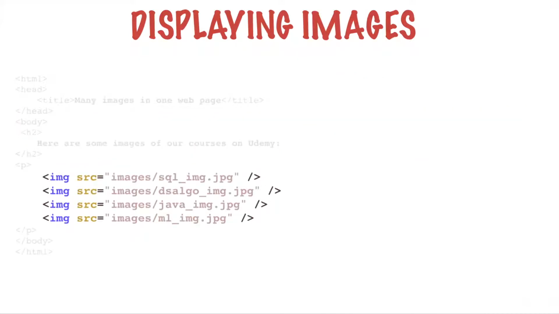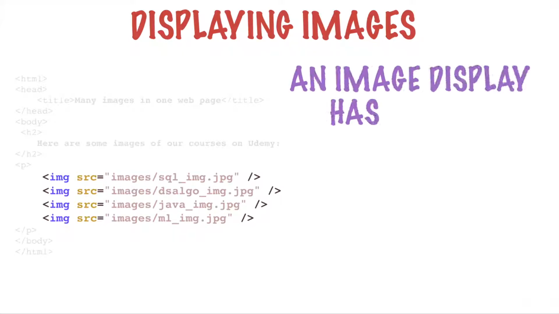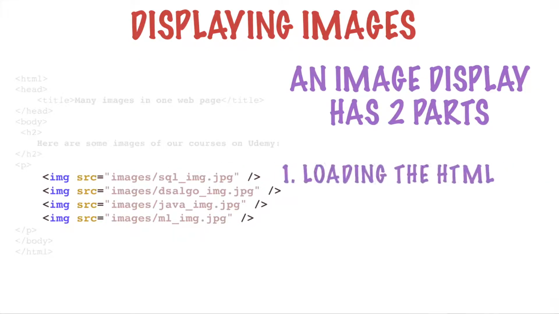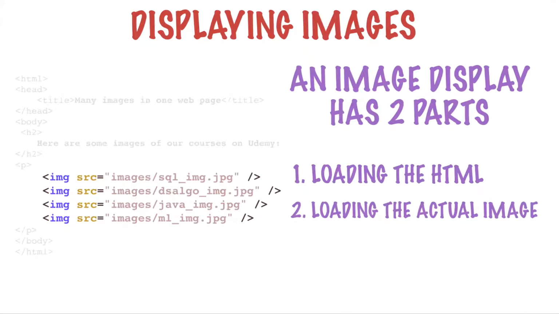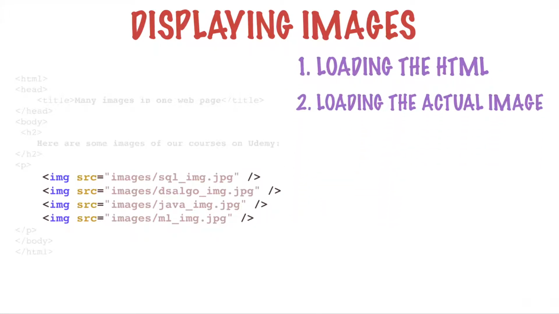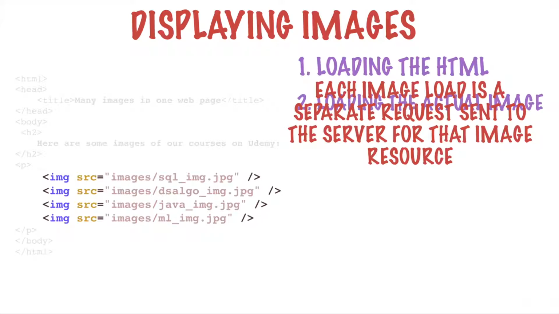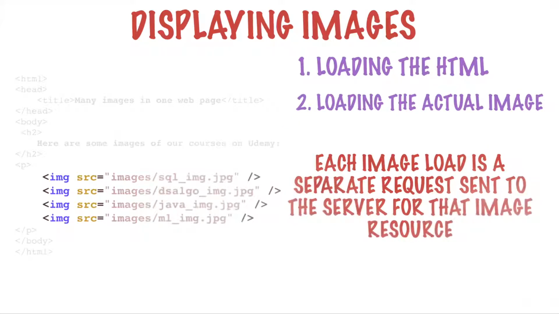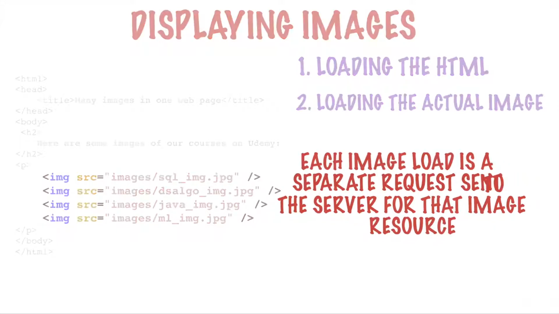The process of loading an image tag or displaying an image to screen consists of 2 distinct steps. Step 1 is loading the HTML. This is the browser loading the HTML and understanding that an image has to be displayed. Step 2 involves loading the actual image. This image is at a URL somewhere else on the web, and therefore it involves yet another server call. This is an important point to note. Every image load involves a separate request sent to the server for that particular image resource.